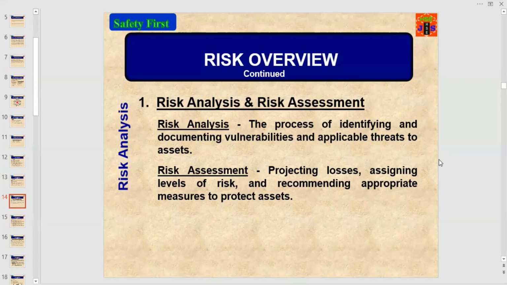Let us understand the difference between risk analysis and risk assessment.